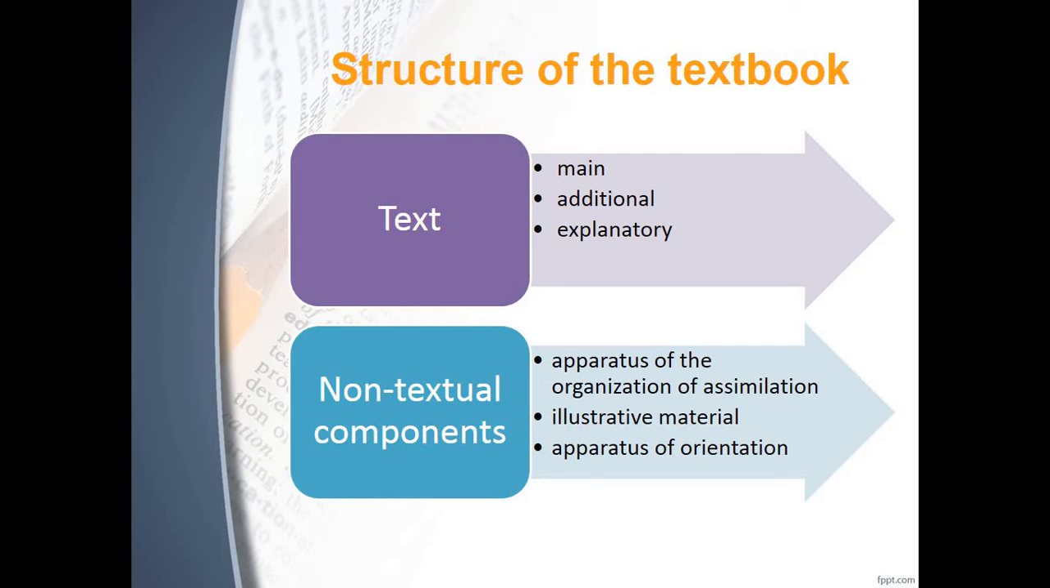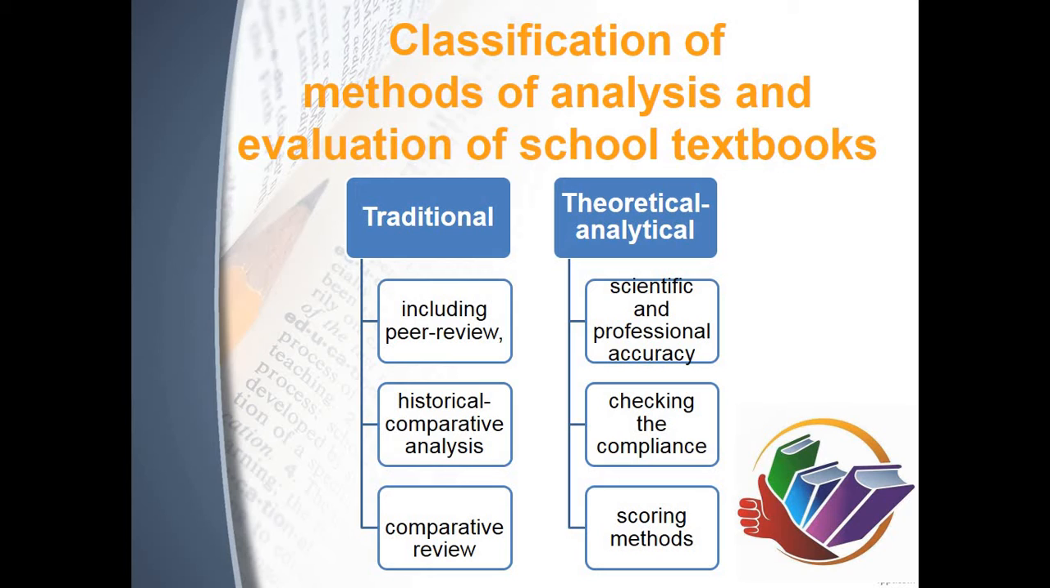The structure of the textbook was developed by Zuyev. It covers the following elements: the text and non-textual components, apparatus of the organization of assimilation, illustrative material, apparatus of orientation. Beilinson proposed a generalized classification of methods of analysis and evaluation of school textbooks. The scientist divided the available methods into two groups: traditional and theoretical, analytical and formalized. The structural functional approach to the analysis of this type of educational literature was analyzed, the structural components of which were structural analysis of the textbook and its functional characteristics.